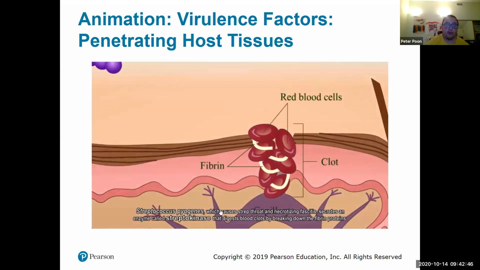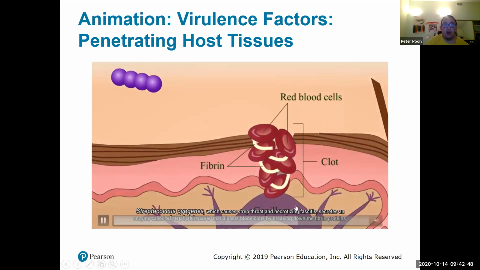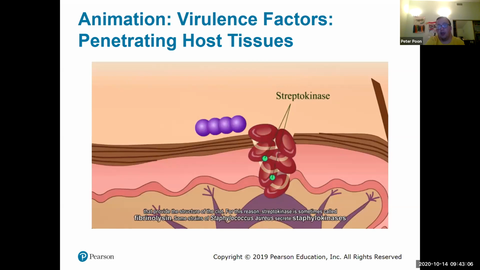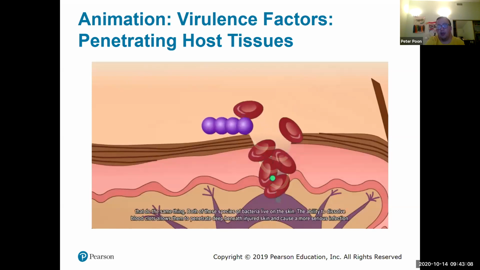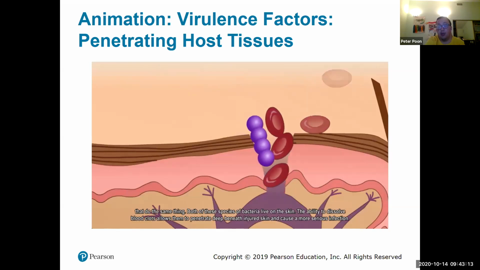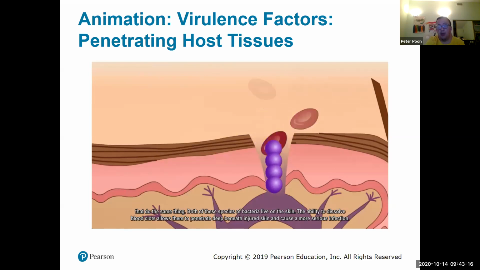Streptococcus pyogenes, which causes strep throat and necrotizing fasciitis, secretes an enzyme called streptokinase that digests blood clots by breaking down the fibrin proteins that provide the structure of the clot. For this reason, streptokinase is sometimes called fibrinolysin. Some strains of Staphylococcus aureus secrete staphylokinases that do the same thing. Both of these species of bacteria live on the skin. The ability to dissolve blood clots allows them to penetrate deep beneath injured skin and cause a more serious infection.